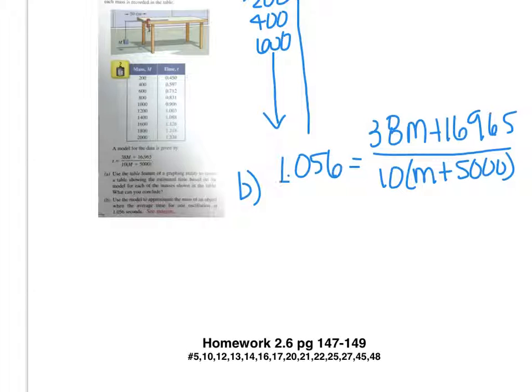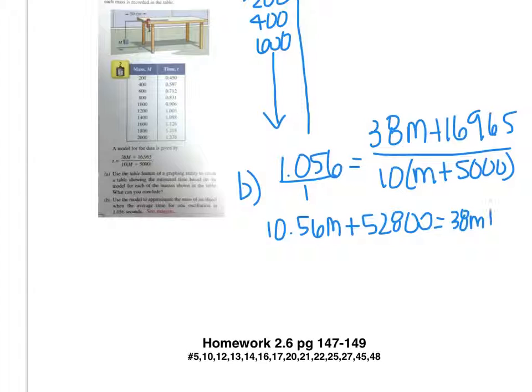So I'm going to put this under 1 and cross multiply. So this would give me 10 times 1.056 gives me 10.56 m plus 52,800 equals 38m plus 16, whoops, I'm running out of room, 965.